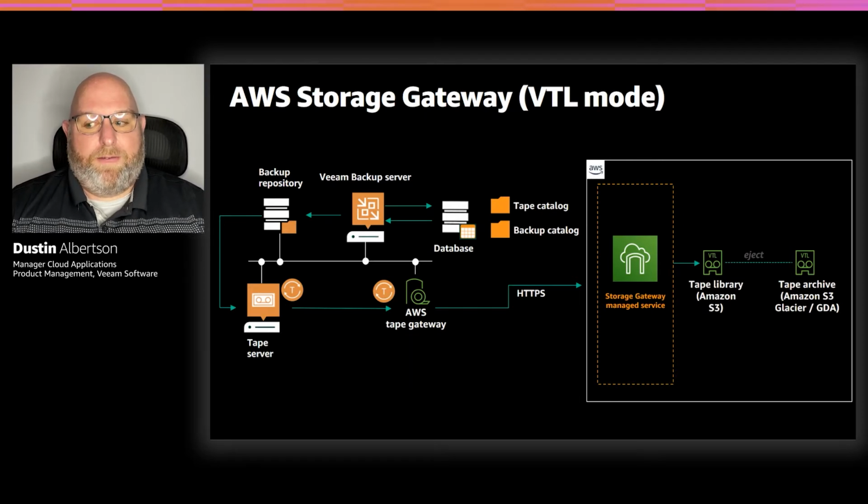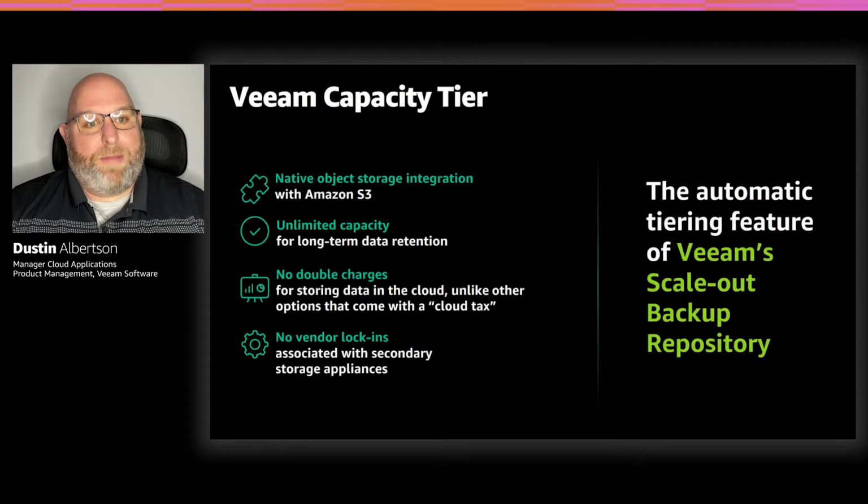The next mode is we introduced a feature called Capacity Tier, and what this is, it's a way for customers to connect to AWS S3 and have their backups be archived off or tiered off to S3. This has been very, very popular with Veeam customers. It is a method that does both copy and move functions.